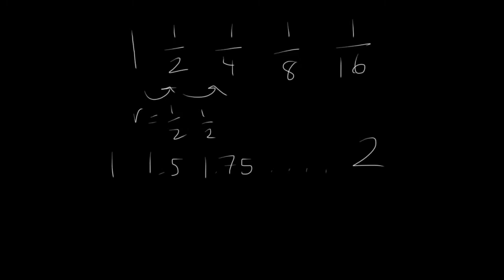So now there's actually a formula for this. To find the sum of an infinite geometric series where the absolute value of r is less than 1, since that way it'll converge, we have the formula a1 over 1 minus r.